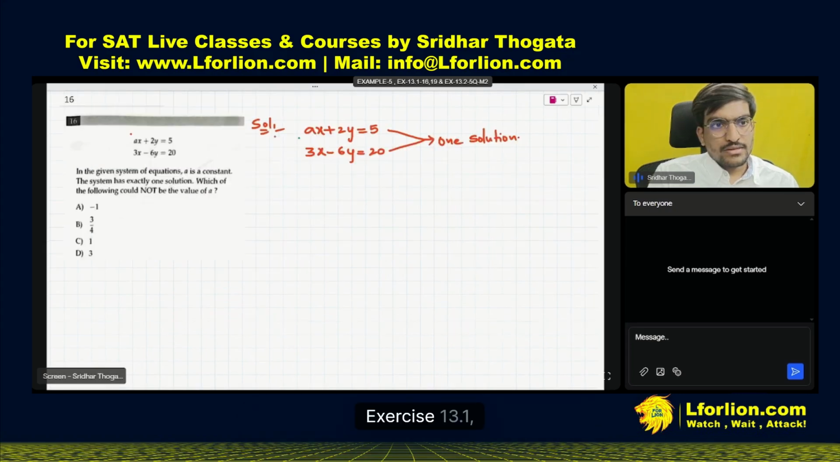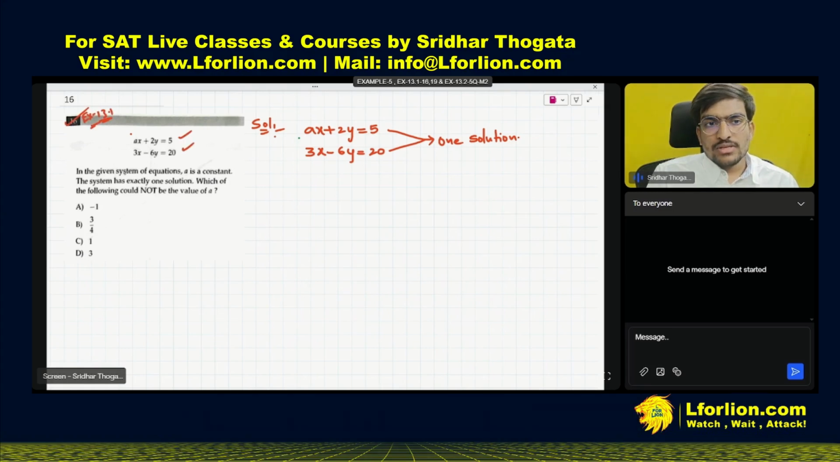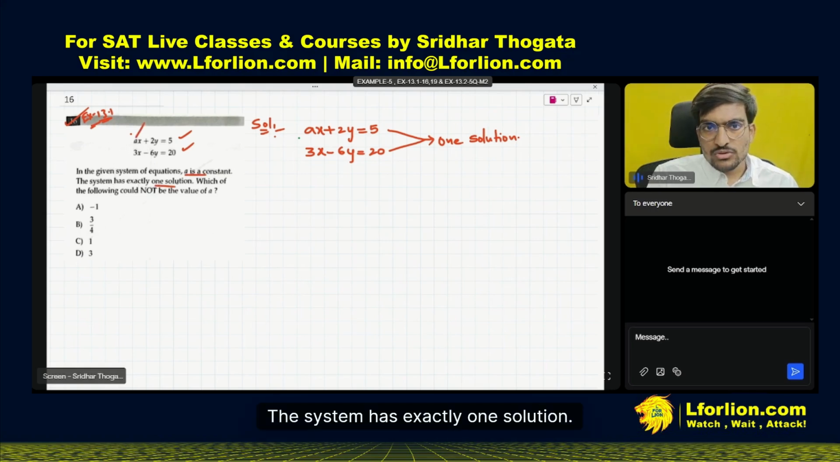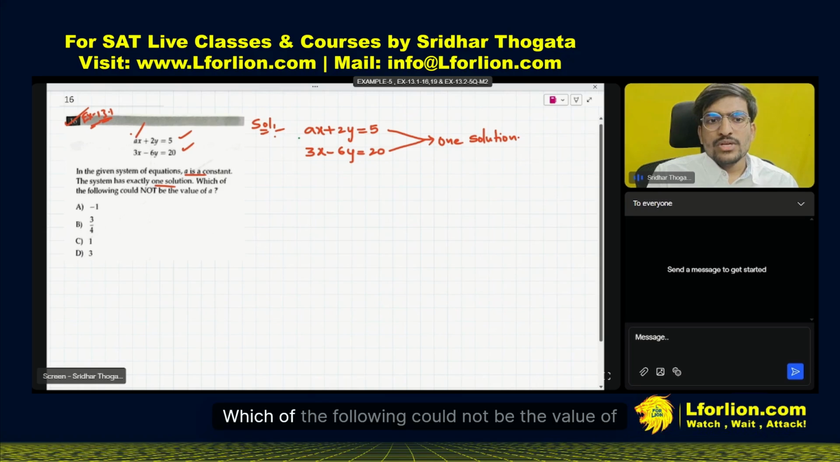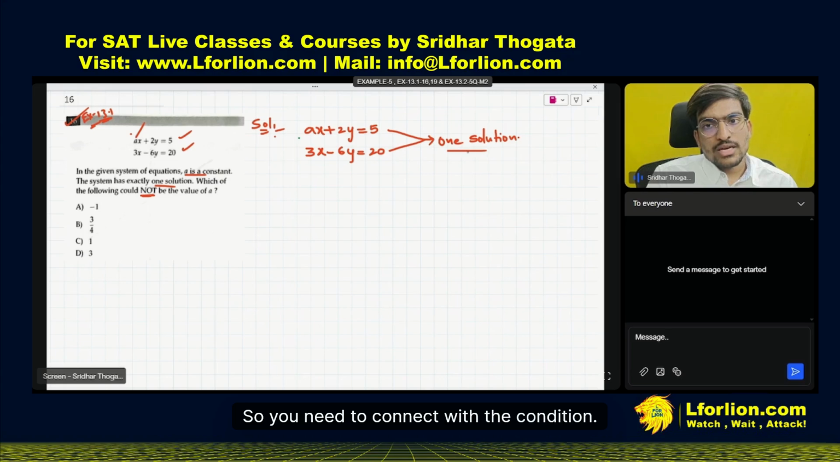So exercise 13.1, question number 16. Here they given two equations. In the given system of equations, A is constant. The system has exactly one solution. Which of the following could not be the value of A? Could not. So out of A, B, C, D, one of them is not a value of A. So you need to connect with the condition.